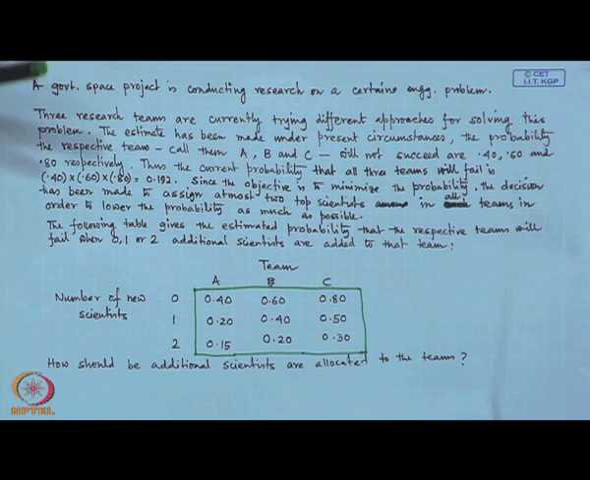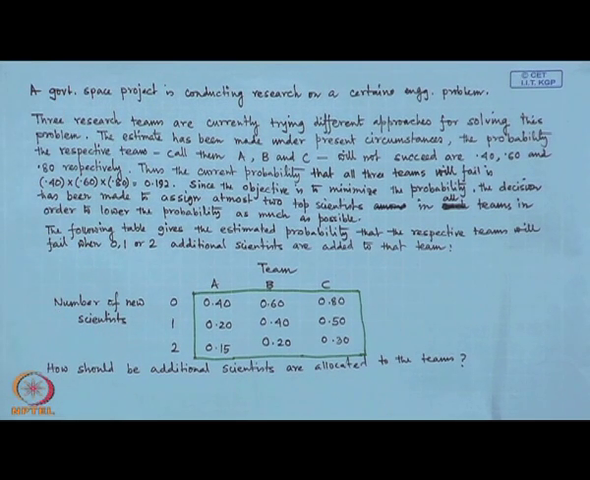A government space project is conducting research on a certain engineering problem. Now, 3 research teams are currently involved in solving the research problem. The estimates regarding the failure of the respective teams are given. If we consider the teams as A, B and C respectively, then the chances that the corresponding team will not succeed are 0.4, 0.6 and 0.8 respectively.